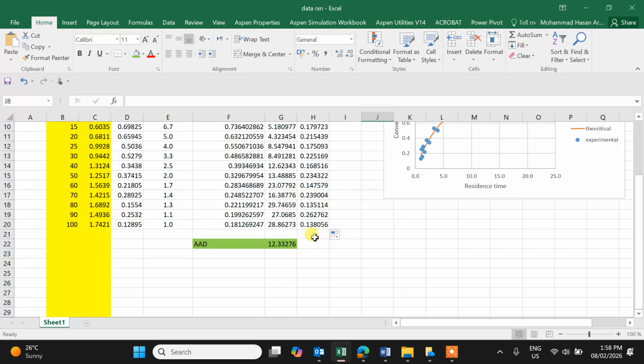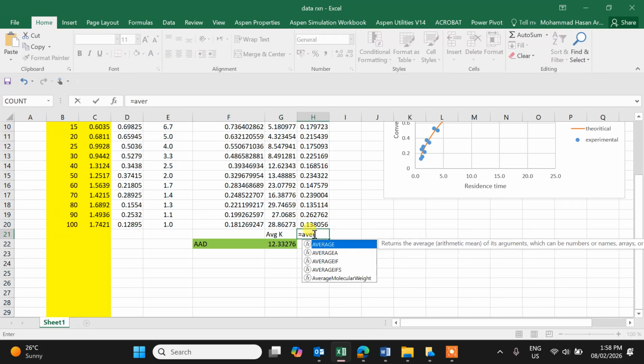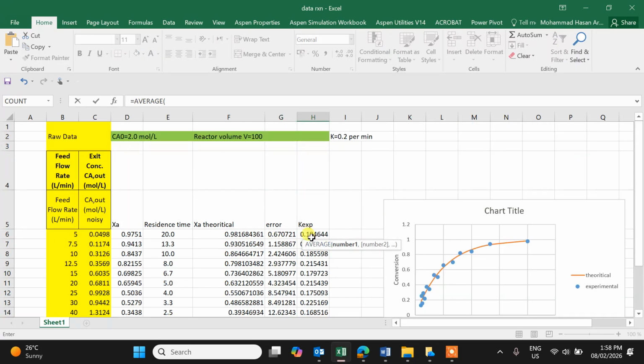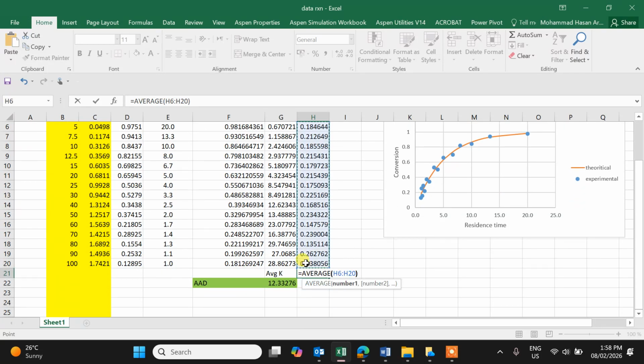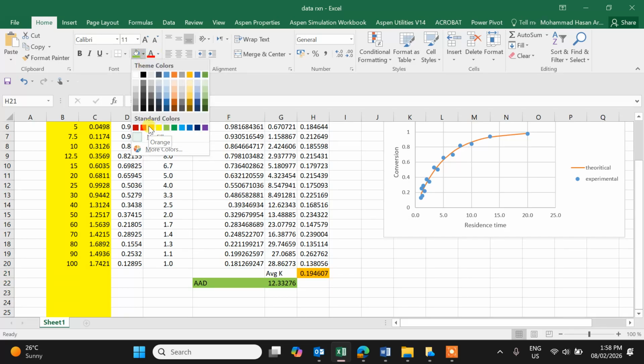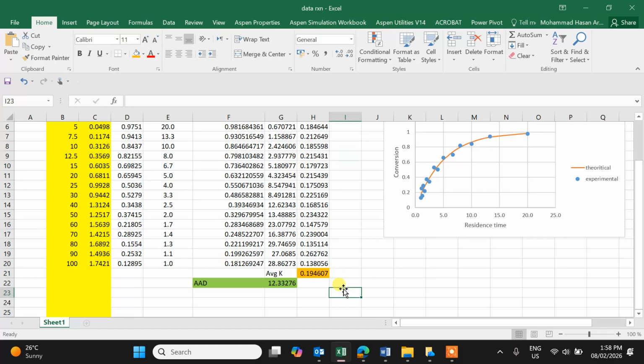So what we can do, we can find the average K. So it will represent better. So you have the average K, and you know that the theoretical value is 0.2. So it's quite close, right?